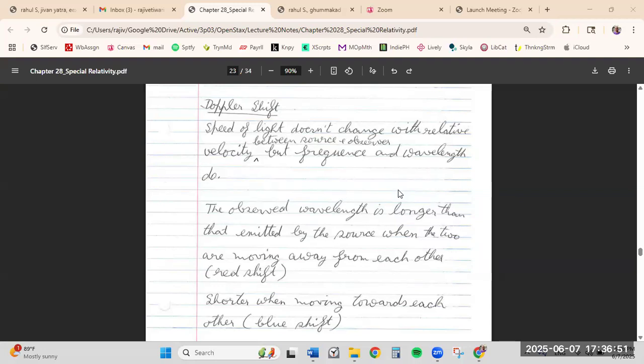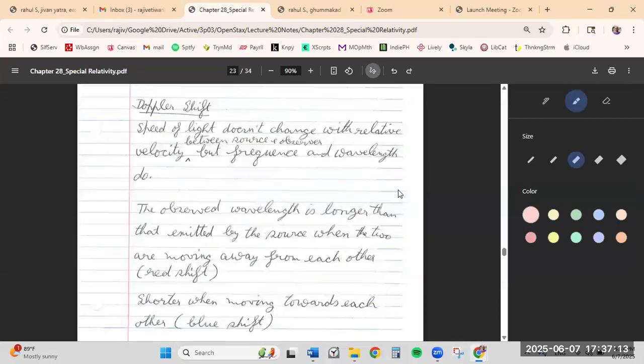There are, however, certain properties of light that do change depending on the relative motion of the observer and the source. In this video, we will talk about two properties, namely frequency and wavelength, that are affected by the relative motion of the observer and the source of light. So wavelength and frequency.